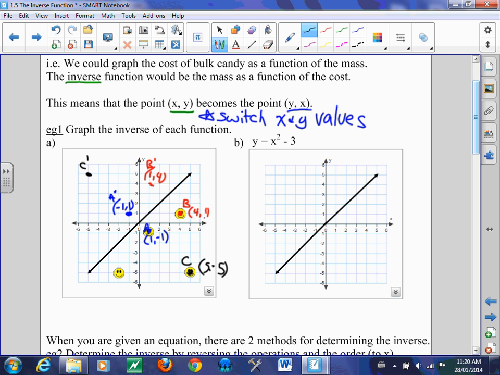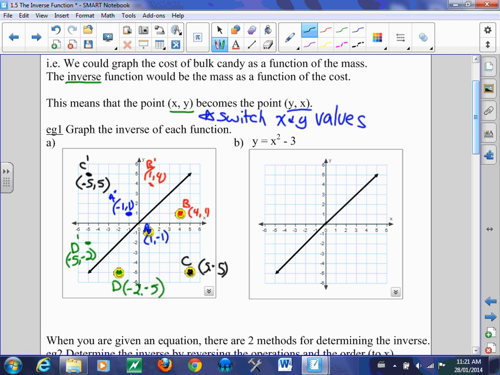And the last one I'll do is D. So if D is (-2, -5), it's going to become what? (-5, -2). So that's going to be D prime, which is (-5, -2). And I apologize, I forgot to put the ordered pair for C down, which is (-5, 5).